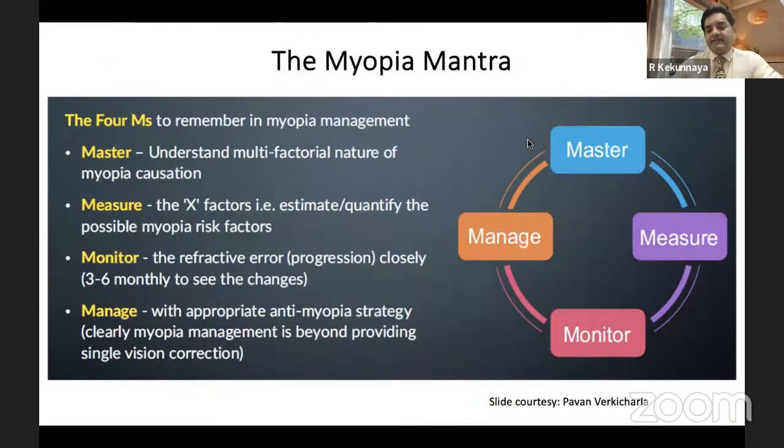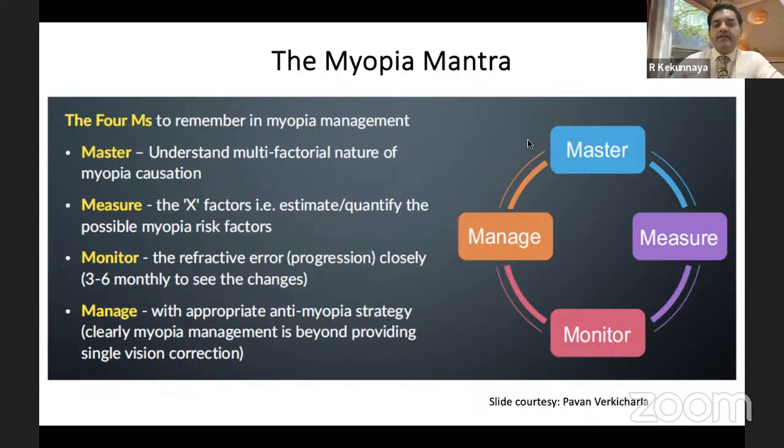And the last slide, this is by my colleague Pawan. Master, measure, monitor, and manage. Master means understand the multifactorial nature. That's why you need to do all these tests, customize your treatment for that particular myopia. Measure, estimate the possible myopia risk factors in that particular patient, whether there is esophoria, whether there is peripheral refraction, or is it true axial myopia.